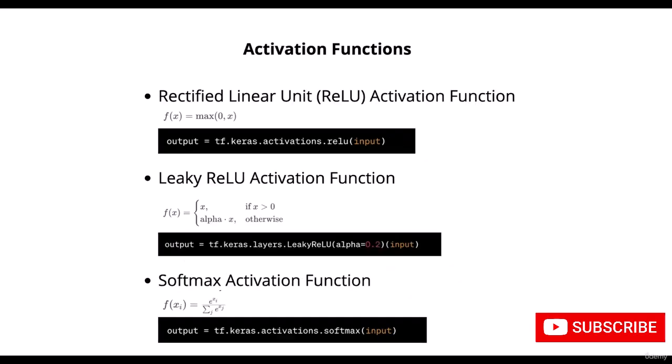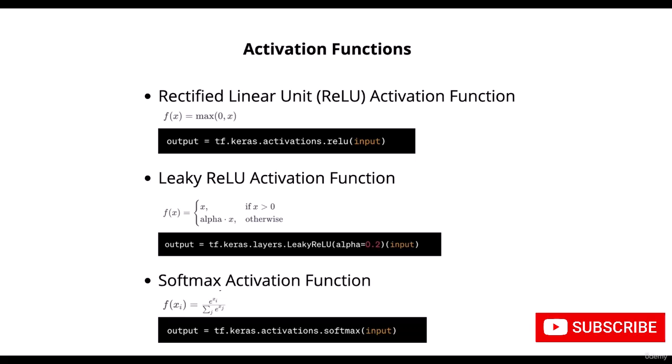The rectified linear unit or ReLU activation function. The rectified linear unit activation function introduces non-linearity by outputting the input value if it's positive and 0 otherwise. ReLU is widely used in hidden layers of neural networks due to its simplicity and effectiveness in training deep networks. Mathematically, it's represented as f(x), or function of x, equal to max(0, x). TensorFlow usage is output = tf.keras.activations.relu and pass the input to it.